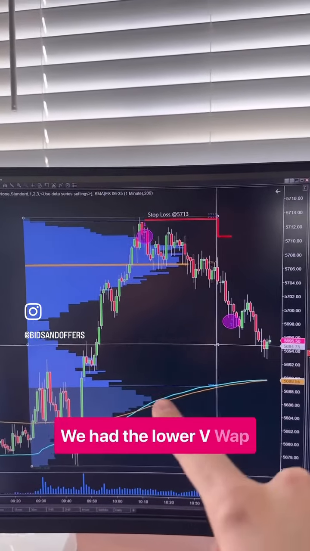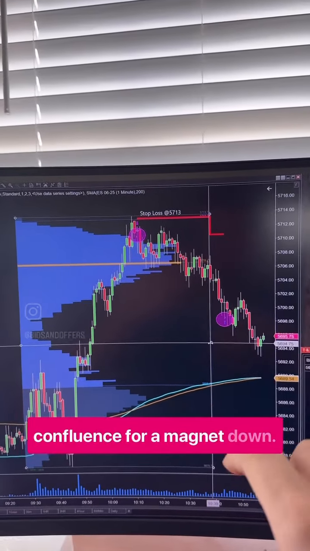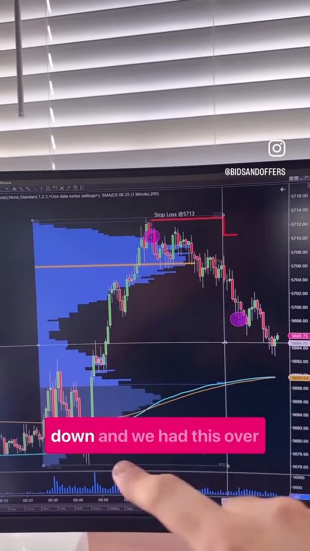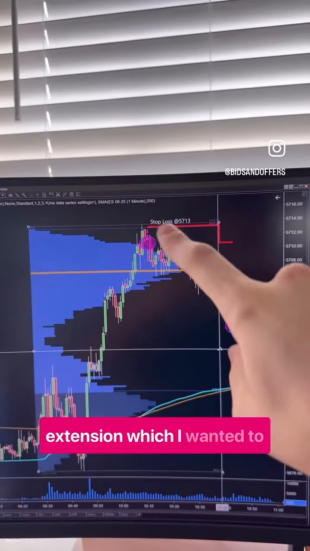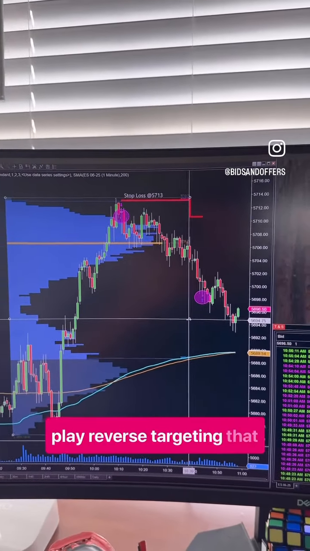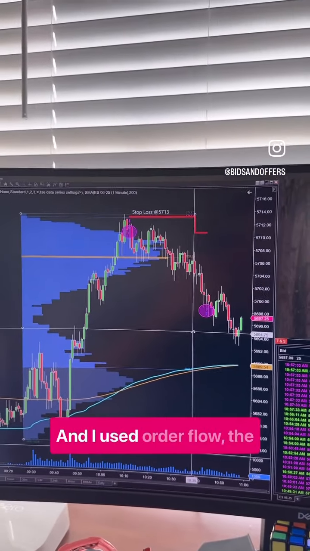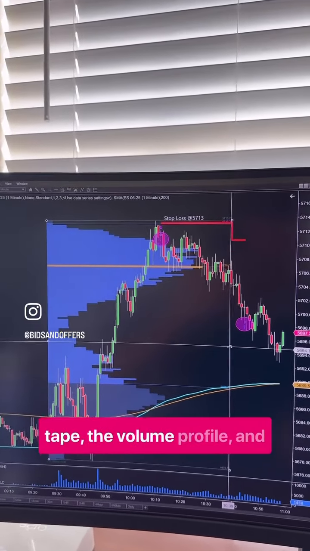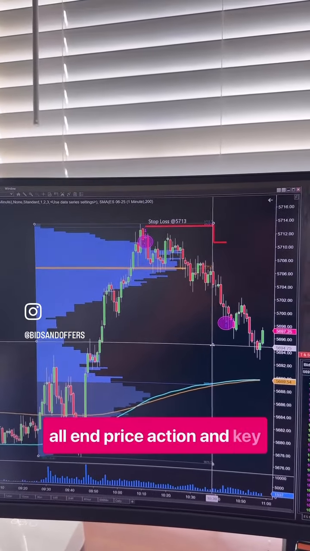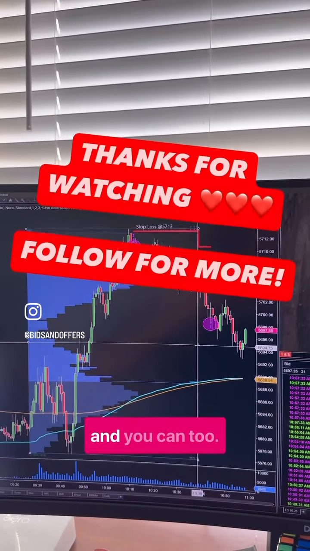We had the lower VWAP confluence for a magnet down. We had the zero prints magnet down, and we had this overextension, which I wanted to play in reverse, targeting that area and the lows. And I used order flow, the tape, the volume profile, and price action and key levels to develop this plan, and you can too.